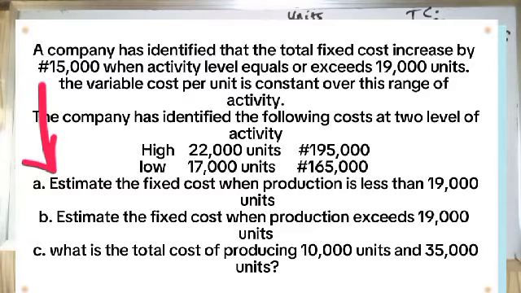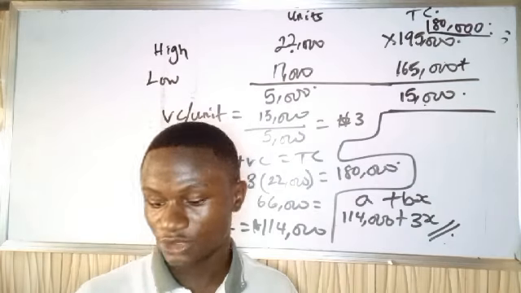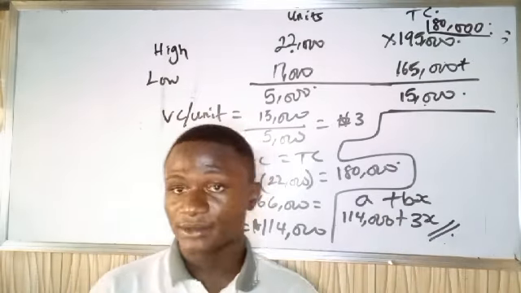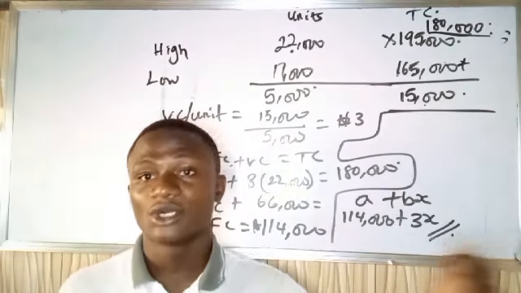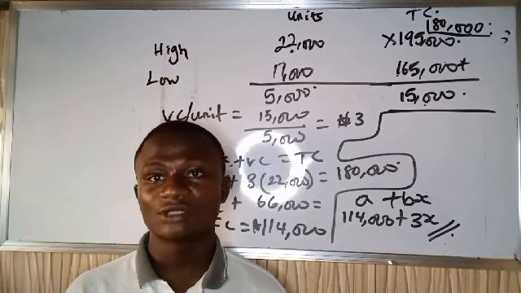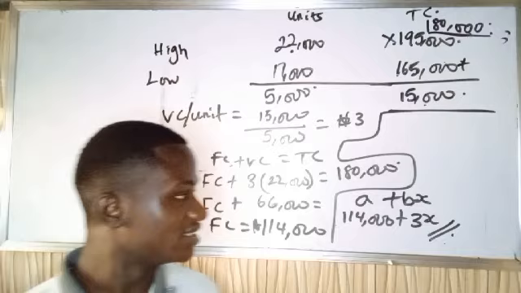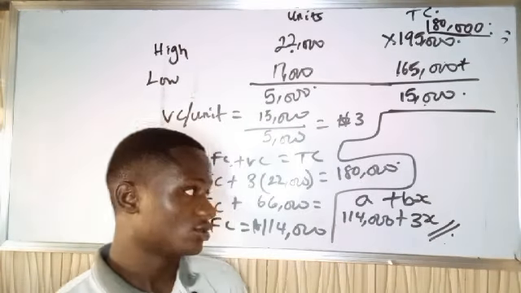So the question asks us to estimate the fixed cost when the production is less than 19,000 units. This is it. So let's estimate the fixed cost when the production is more than 19,000 units, which is the second requirement. And to do that is very simple. You have already been told from the question that fixed cost increases by 15,000 when you are producing more than 19,000 units. So if this is for the lower level and fixed cost will increase by 15,000, it is very simple.